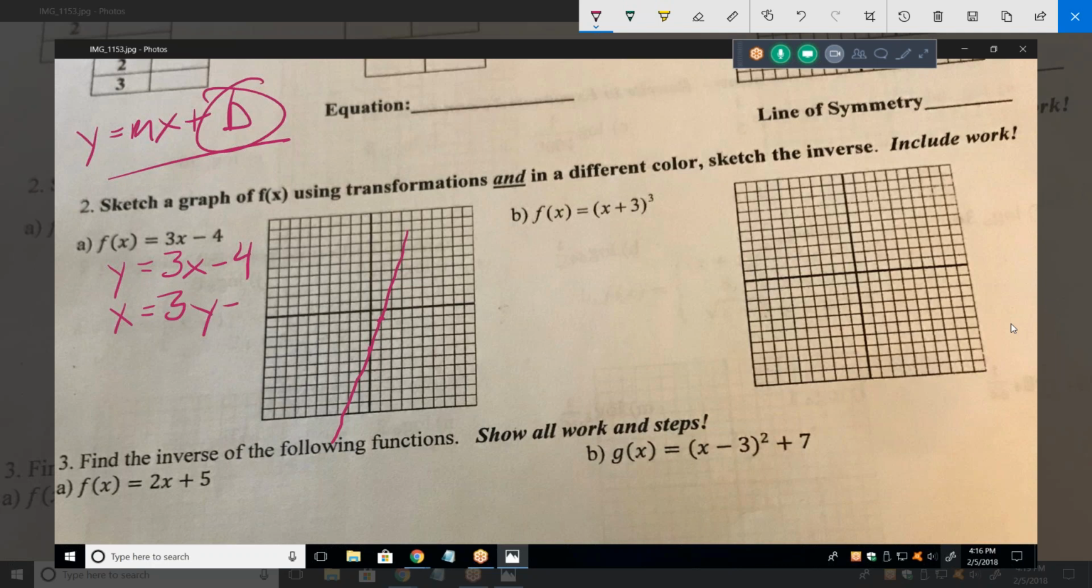X equals 3y minus 4. Now what? Now do you apply logs? Nope. Now we solve for y. These inverses are really easy. You swap the variables and you solve for y. That's it. That's really the only two things you have to memorize. You swap the variables and you solve for y. So let's solve this second equation for y. And whatever we get, that's the inverse.